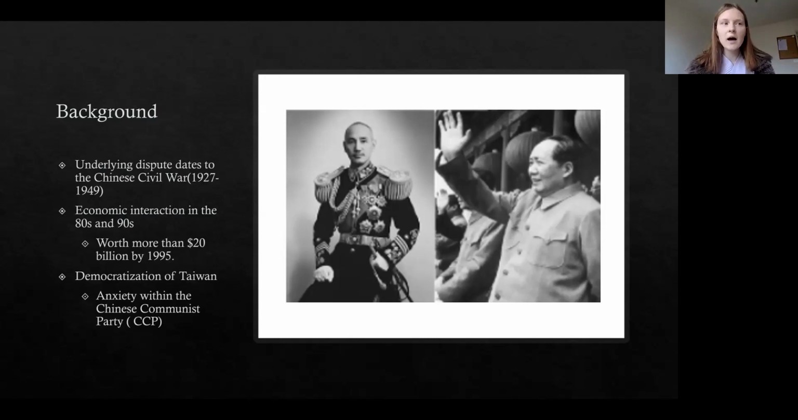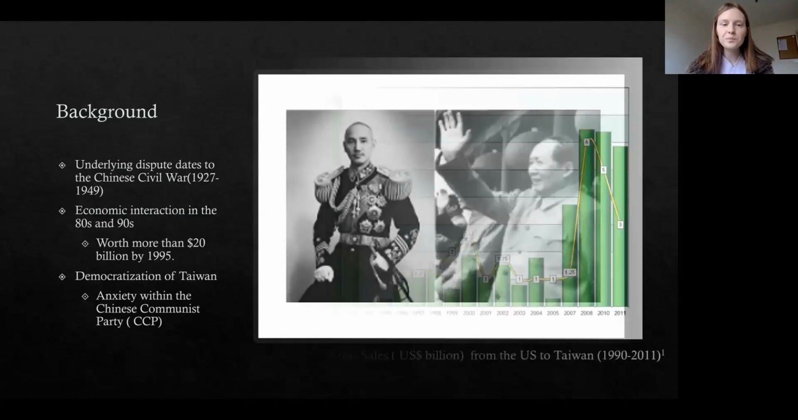At the time, under Taiwan President Lee Teng-hui's pragmatic diplomacy, Taiwan was trying to garner international support by becoming a democracy through elections planned in 1996. And consequently, this began to engender anxiety within the CCP that Taiwan, a part of its motherland, was trying to split away.